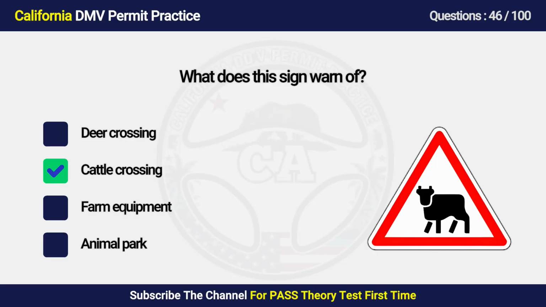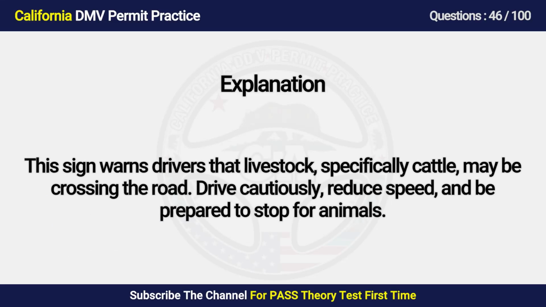Answer is B. Cattle crossing. This sign warns drivers that livestock, specifically cattle, may be crossing the road. Drive cautiously, reduce speed, and be prepared to stop for animals.